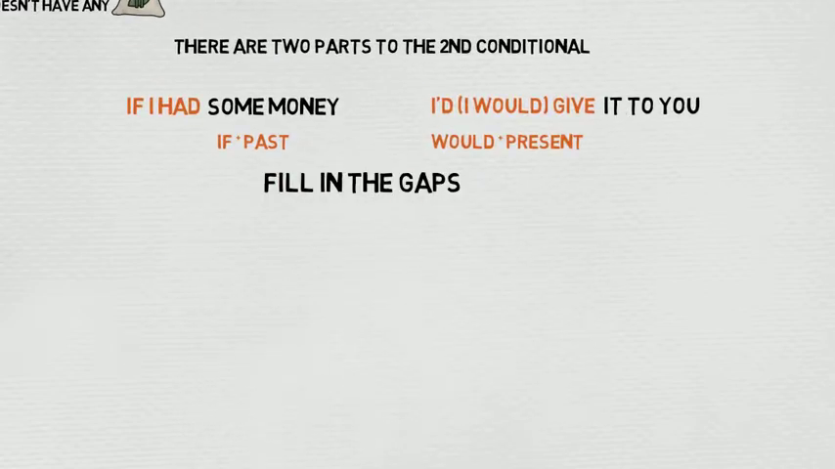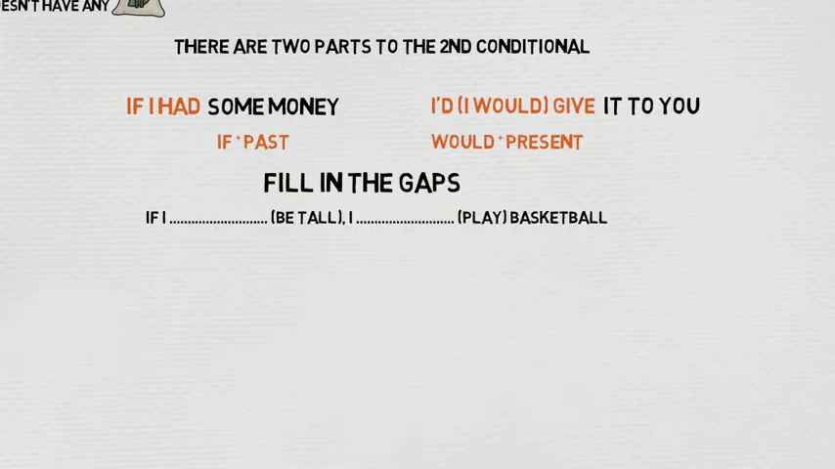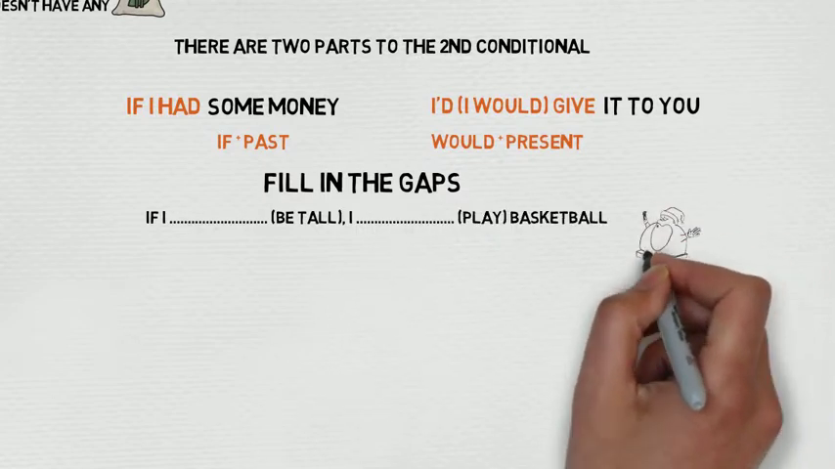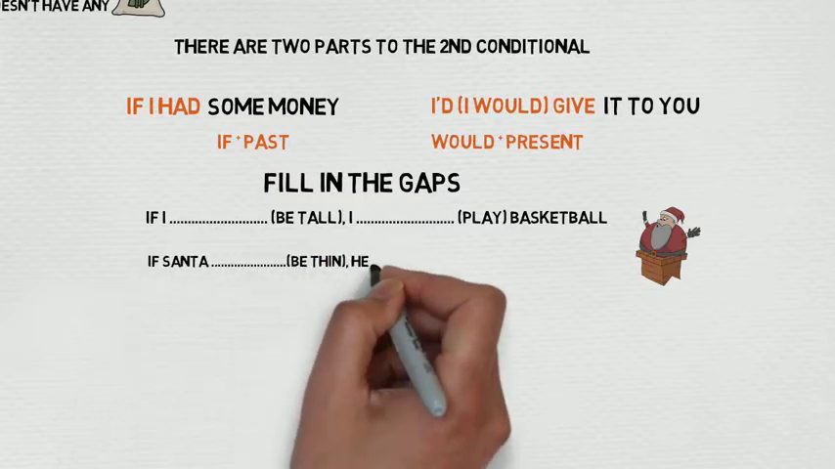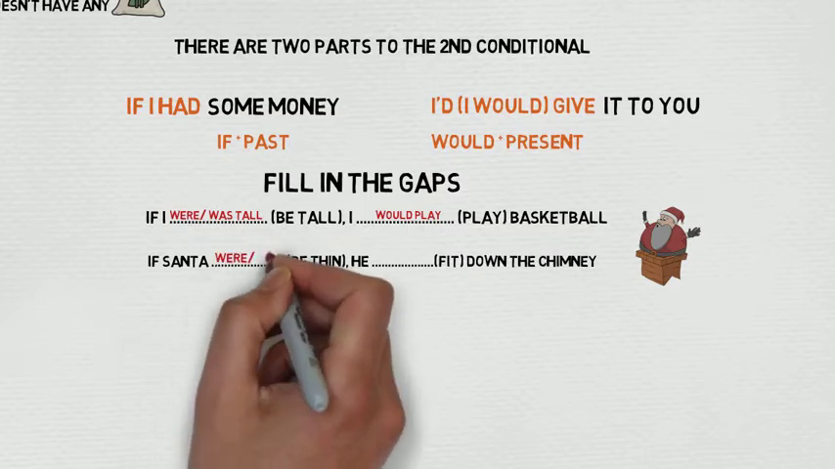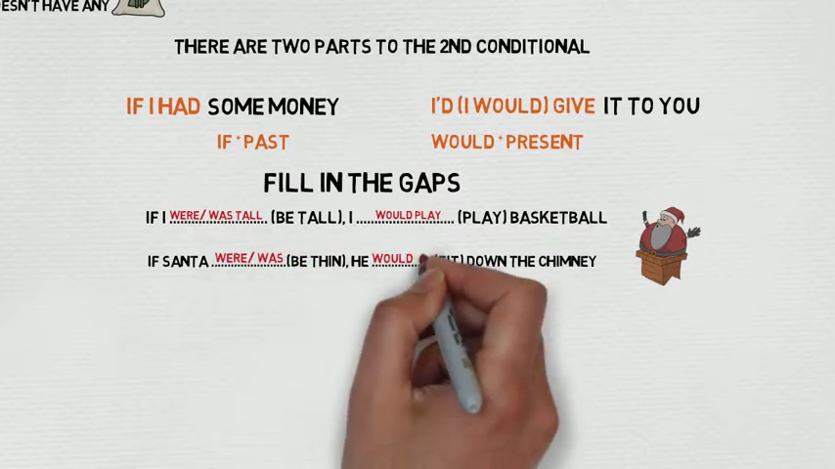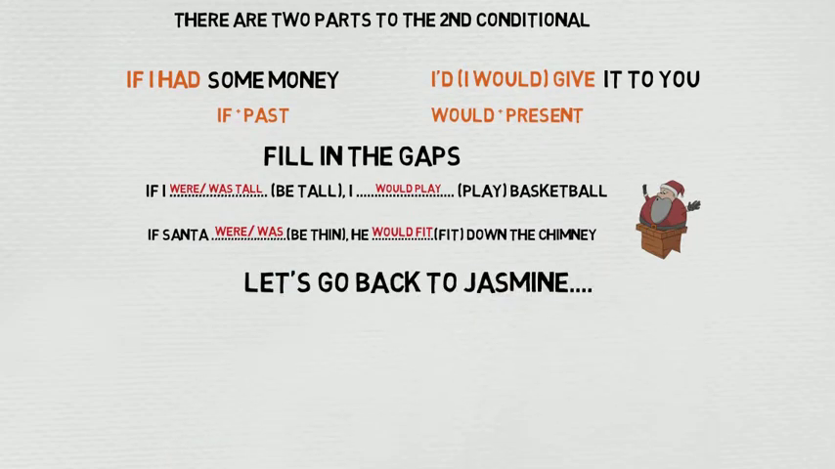Okay, let's do a little bit of practice. Let's do some practice. I'll give you some time. So let's look at the answers. If I were tall, I would play basketball. If Santa was thin, he'd float down the chimney. So was or were is fine. You can use either one of those.